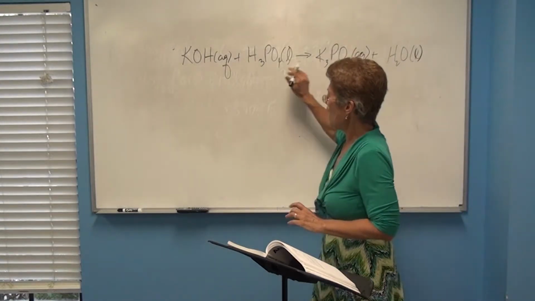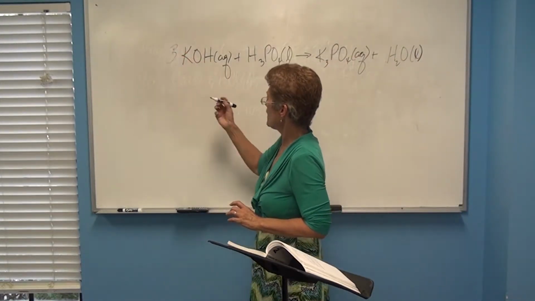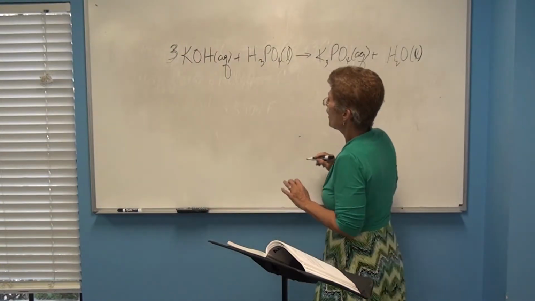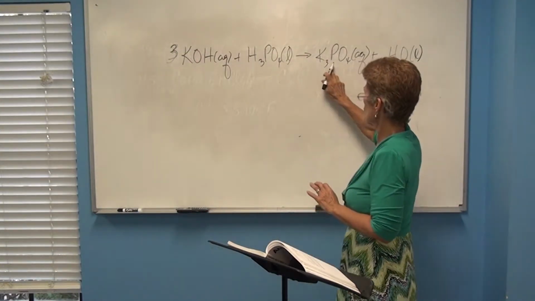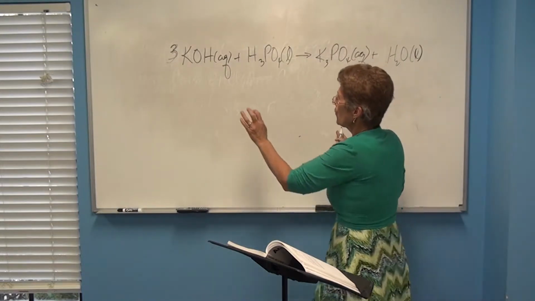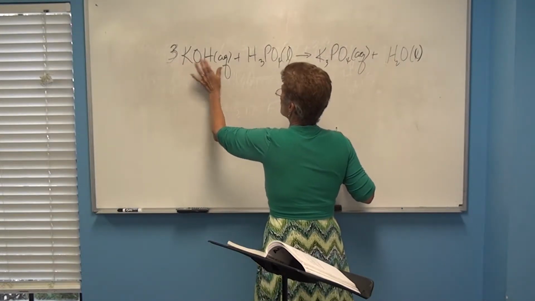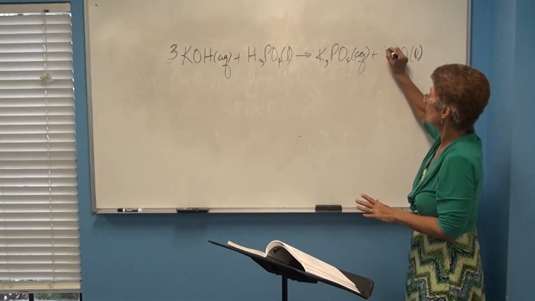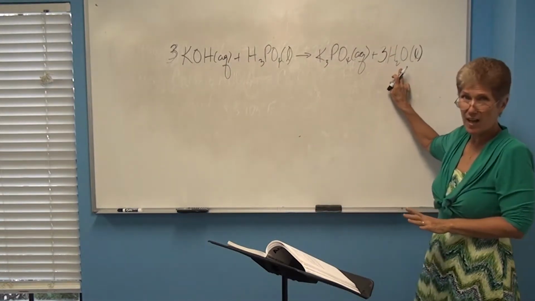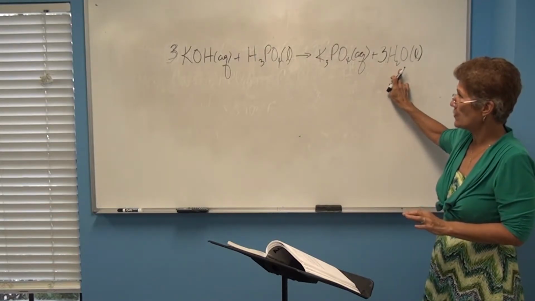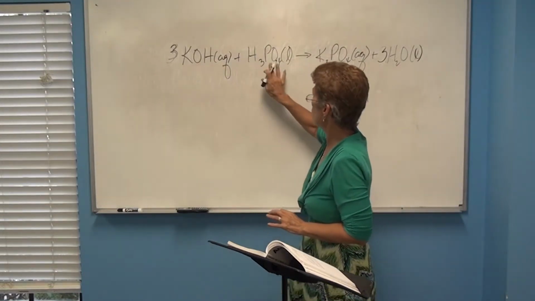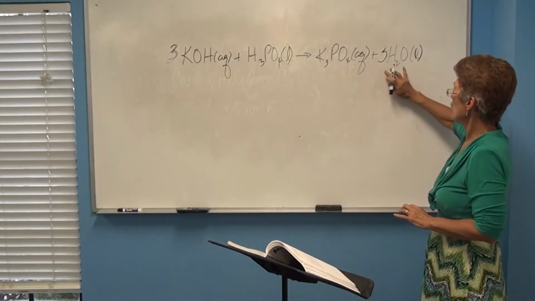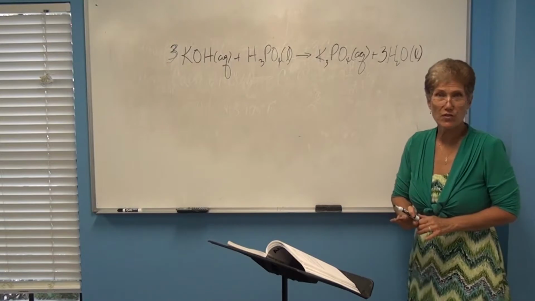We have to have 3 potassiums on both sides, so we're going to put a 3 here. And then we have 1 phosphorus on both sides, so we're okay there. We have 3 hydrogens plus 3 hydrogens is 6 hydrogens. So we're going to put a 3 here, and that gives us 6 hydrogens. Now we can deal with the oxygen. We have 3 plus 4 is 7 oxygens, and we have 4 plus 3 is 7 oxygens. So we're in good shape.